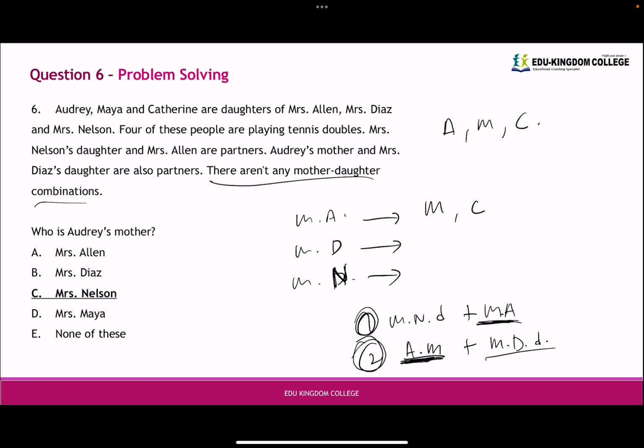Now, Miss Diaz's daughter and Audrey's mother are on the same court, but there can't be any mother-daughter combinations. So Audrey's mother and Audrey cannot be Mrs. Diaz's daughter, right? So these 2 people, Mrs. Diaz and Audrey's mother, cannot be the same person, because then there would be a mother-daughter combination. So Mrs. Diaz can also not be Audrey's mother. So Miss Diaz has to be either Maya or Catherine's mother, which means that Miss Nelson has to be Audrey's mother.